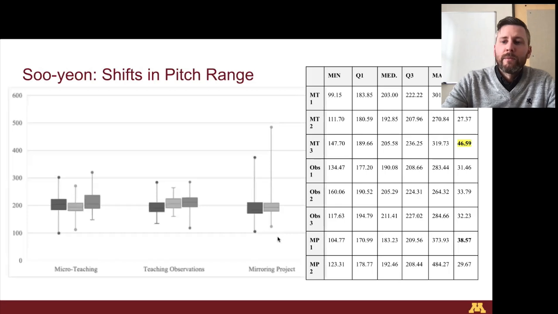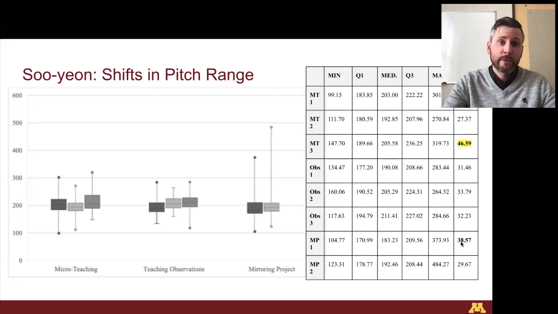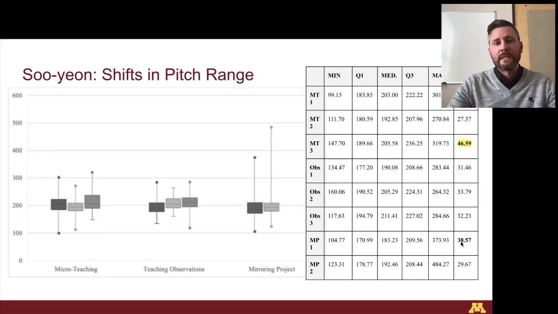Suyan as well, we see the greatest in her micro-teaching number 3, and then other noticeable differences in micro-teaching number 1 and the first trial version of her mirroring project, where we see more variation in terms of pitch than we do in her other teaching contexts that I observed, and then the other mirroring project recordings or micro-teaching lectures.